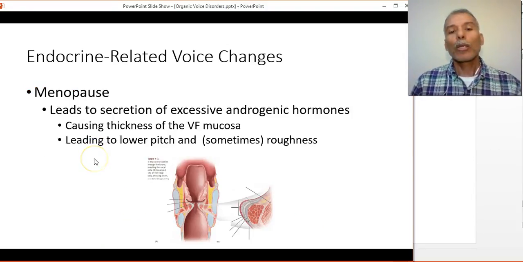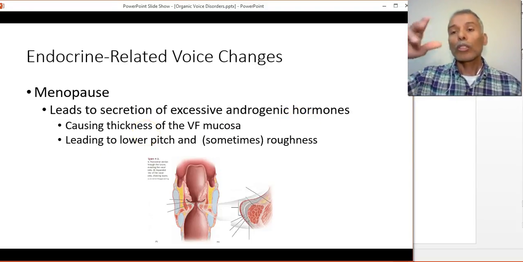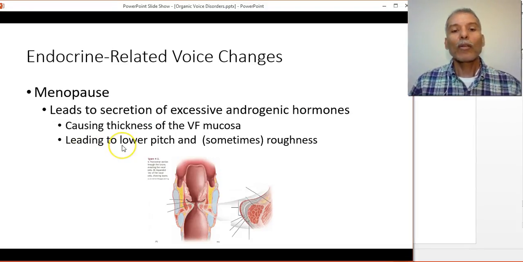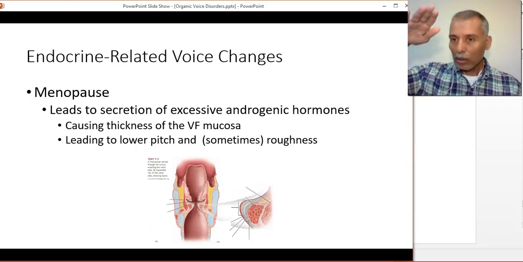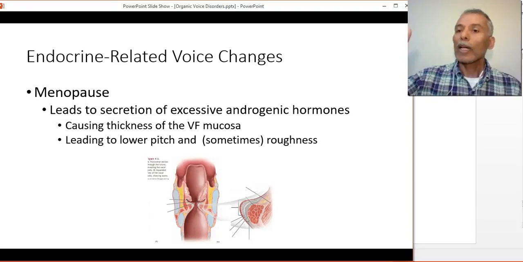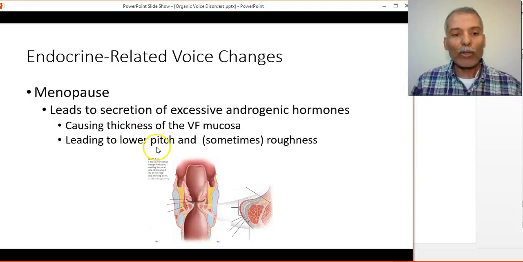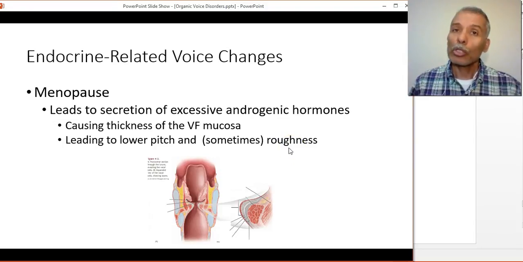In terms of menopause, there are many changes, of course, but one of the significant changes is the secretion of excessive androgenic hormones, and that causes thickening of the vocal fold mucosa. The mucosa is the epithelial membrane and the superficial lamina propria. When you increase the mucosa, that is going to increase the whole weight of the vocal fold. It's increasing mass, and it's bringing down the fundamental frequency. So as a result, that lowers pitch, and it could produce some roughness.